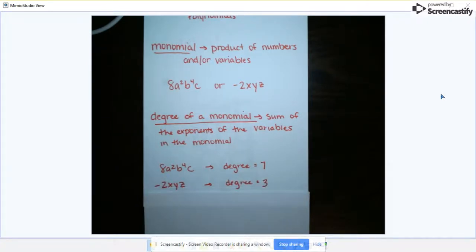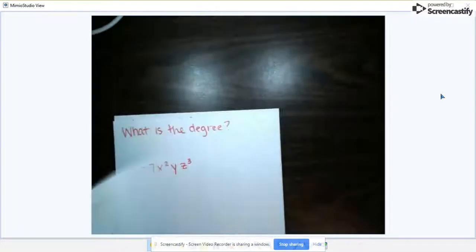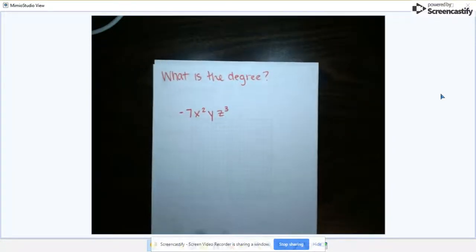Similarly, if I have negative 2xyz, adding your exponents on your variables, you would get a degree of 3 since all of our exponents are 1. I'd like you guys to tell me what's the degree of this monomial.